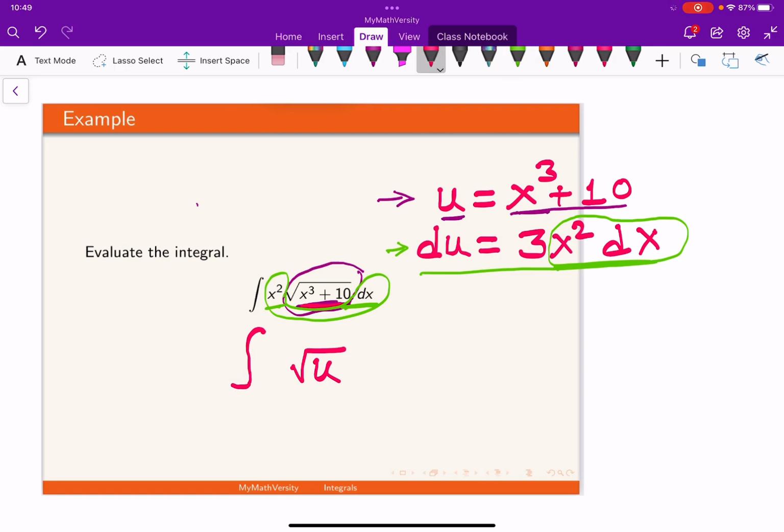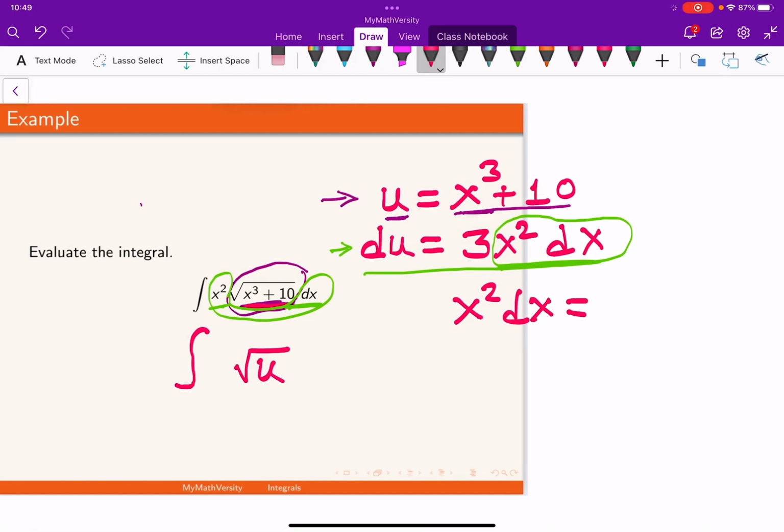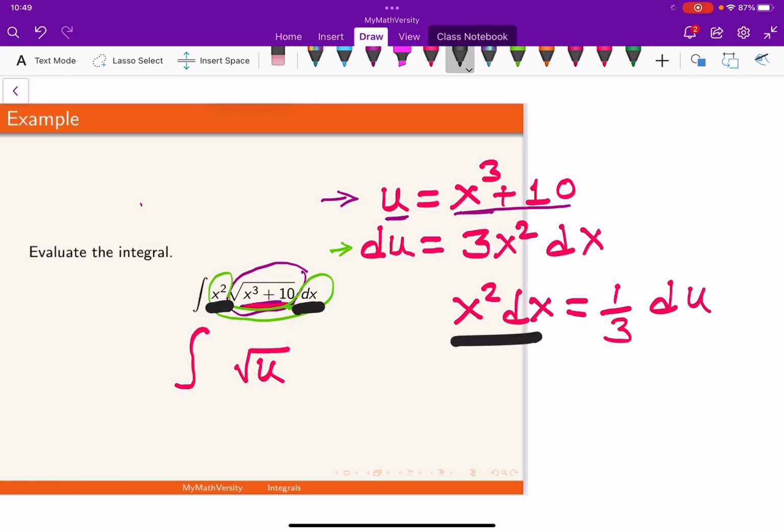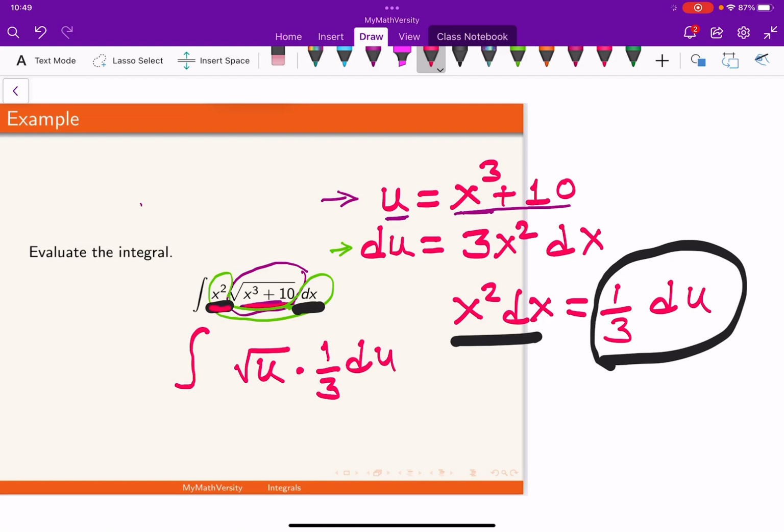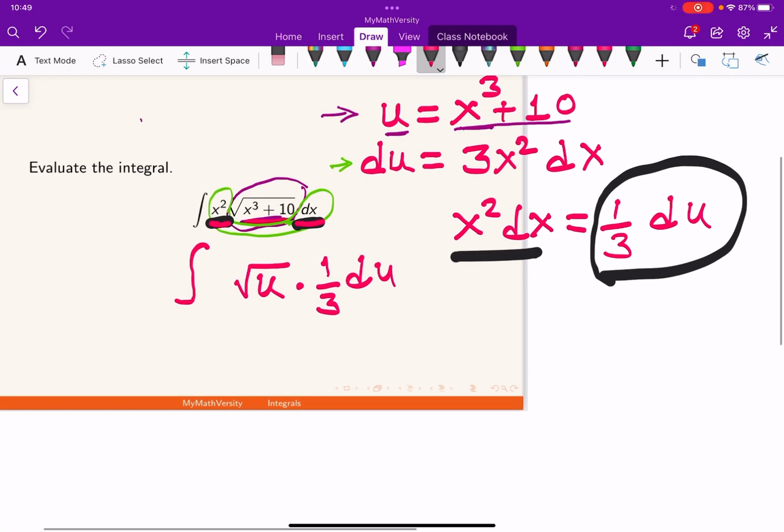If we solve for x squared times dx, we can divide by 3 on both sides. When we do that, we obtain 1 over 3 times the differential du. So instead of x squared times dx, let's write 1/3 du. Then we have the square root of u times 1/3 du, and that is our changed integral.